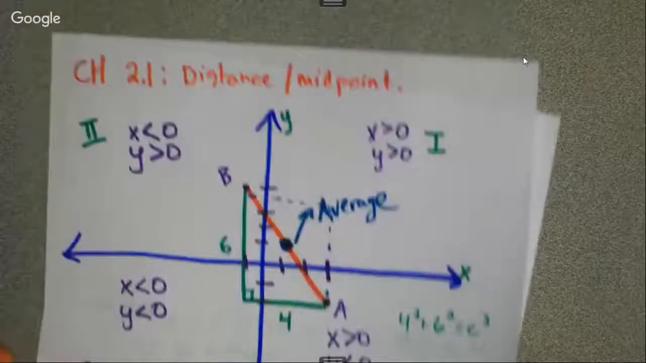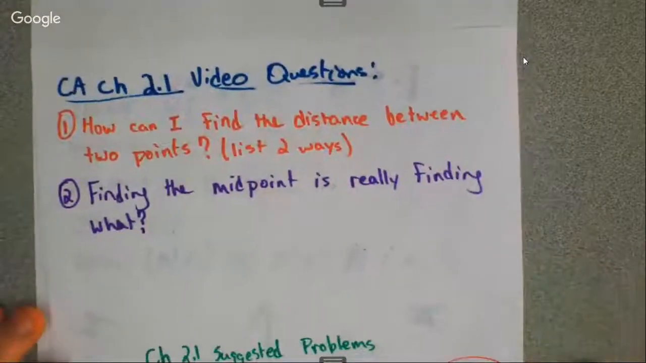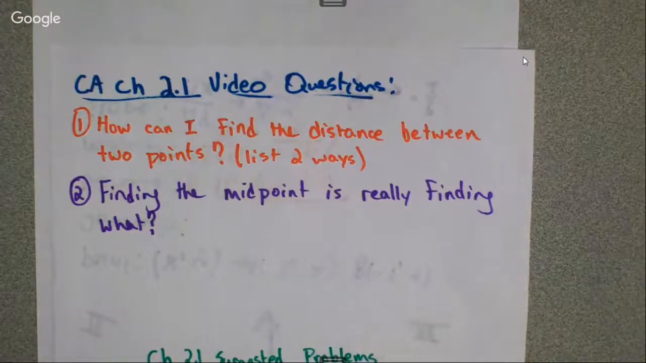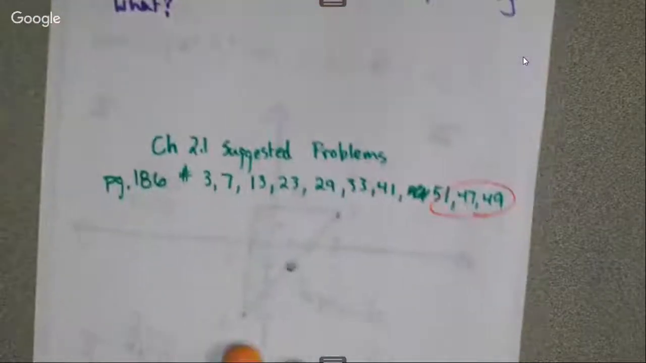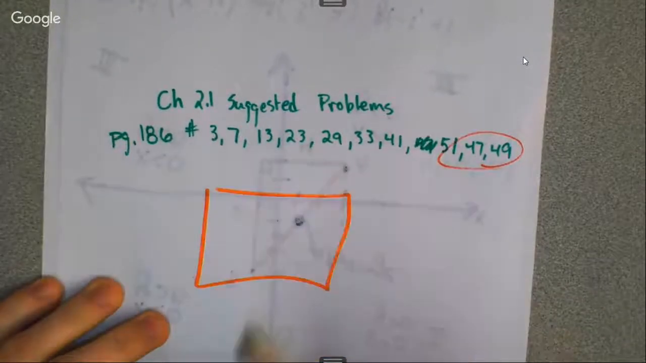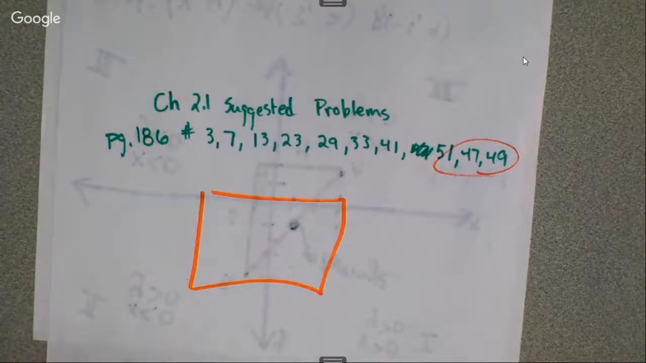Let's talk about your 2.1 video questions. Number 1, how can I find the distance between 2 points? List 2 ways for me. And number 2, finding the midpoint is really finding what? There are your suggested problems. I'll link the lesson video right here, and you may want to give that a watch. This video was really short and really easy, so you may want to pre-look at those examples before you come to class.